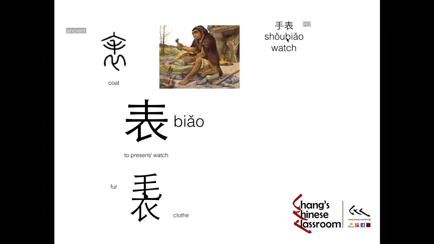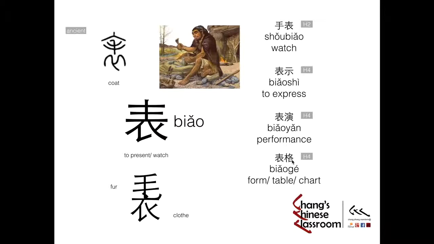So the first one is 手表, the watch on your hand, right? But actually it's on your arm, watch. And that's one. 表示, using the meaning to present. 表 means to present, and 示 also means to present, to show, right? So together, to express. And 表演, 演 means to perform, to act. And 表, to present, altogether is the performance. And the last one, 表格. 格 actually means to form the table. And here, 表 has another meaning as a noun, the table or chart, right?